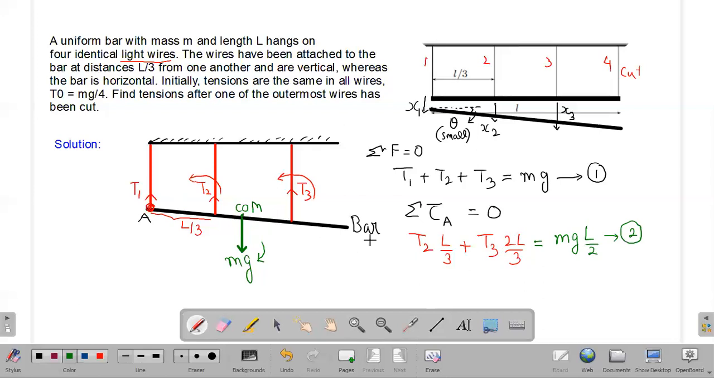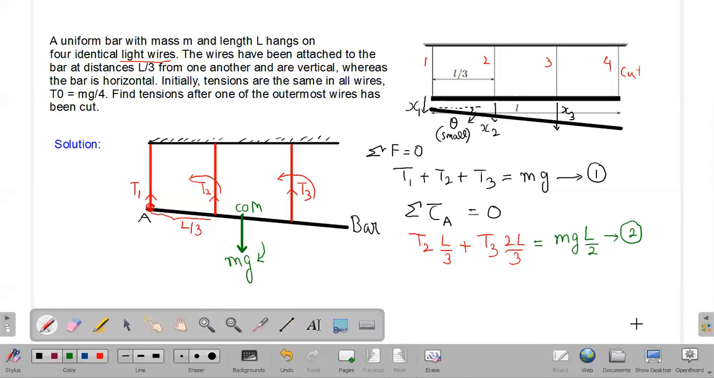Now the critical point of this question. We have three unknowns, T1, T2, and T3. And now we have two equations, one from the equilibrium of forces, one from the equilibrium of torque. So there must be a third equation, then only we can find out the values of T1, T2, and T3.